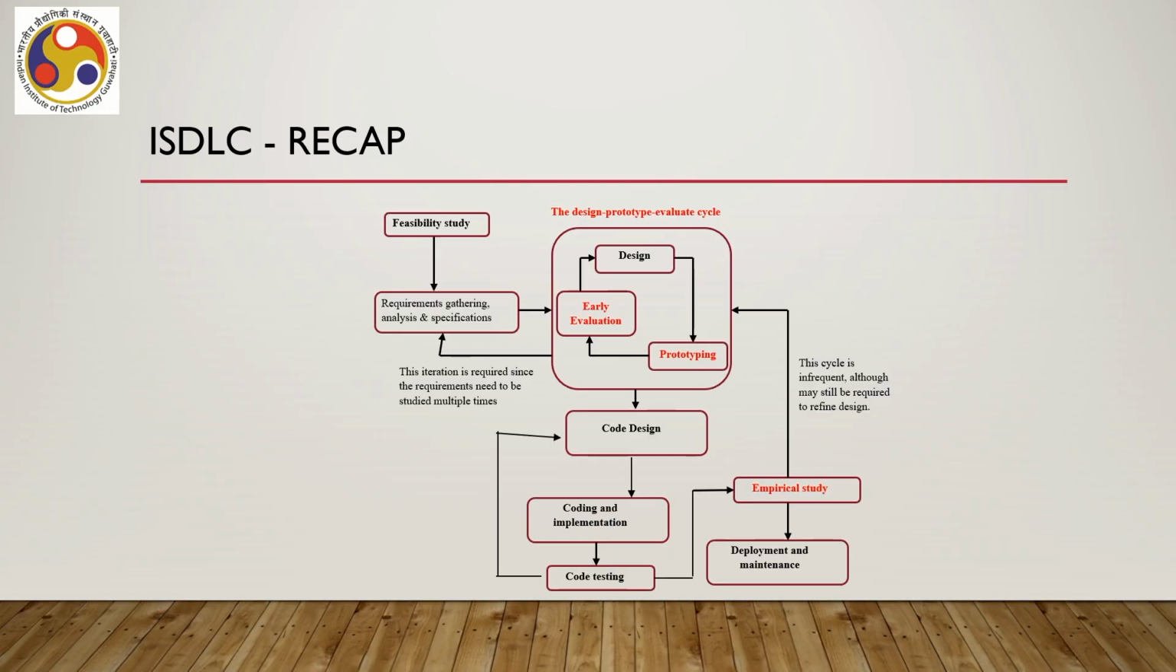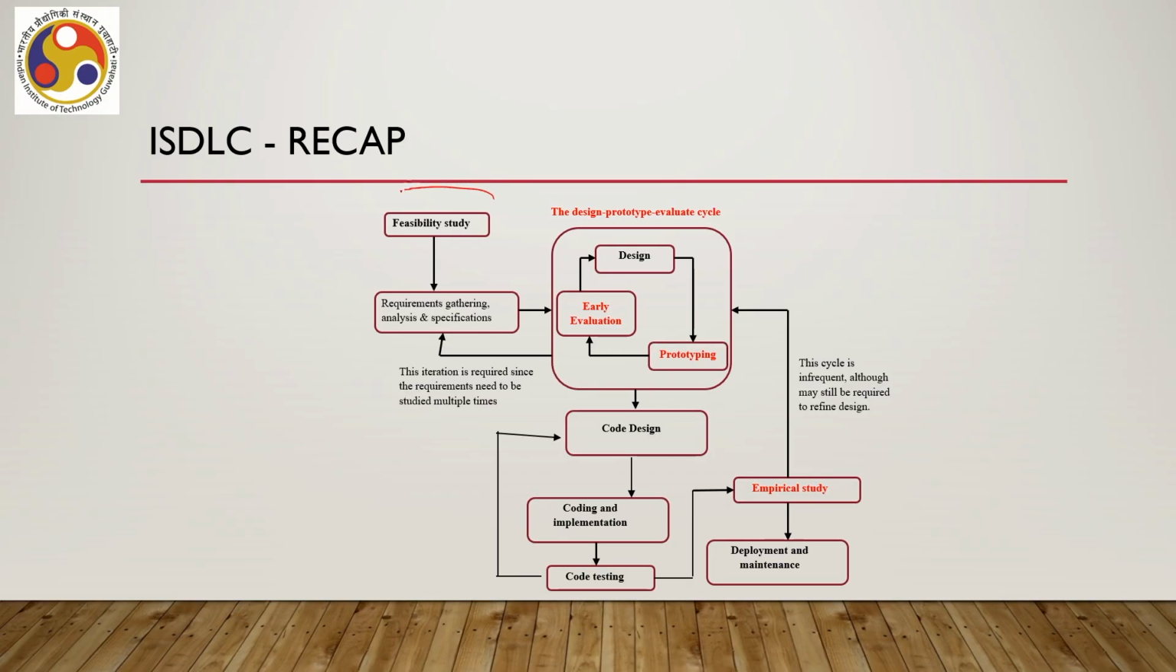Now, when we are talking of evaluation, we also have to keep in mind that there are several evaluations present in the overall development life cycle. For a quick recollection, let us have a look at the development life cycle, interactive system development life cycle, which is equally applicable for extended reality systems as we have discussed earlier. So, the life cycle starts with the feasibility study stage, followed by requirement gathering, analysis and specification stage.